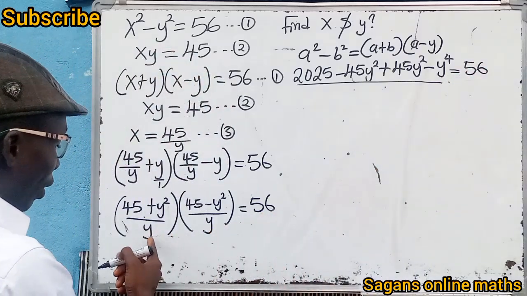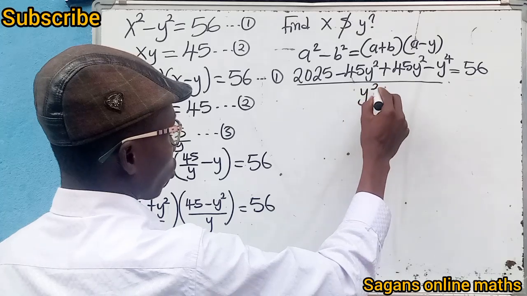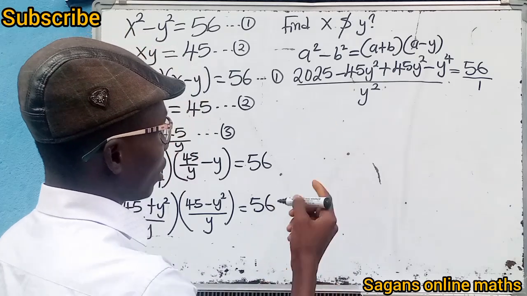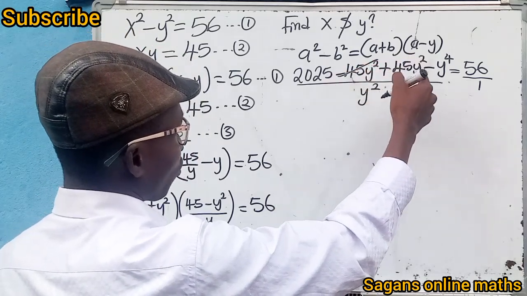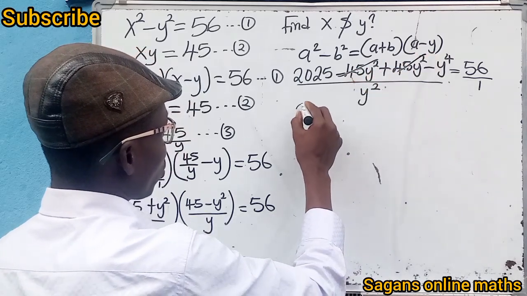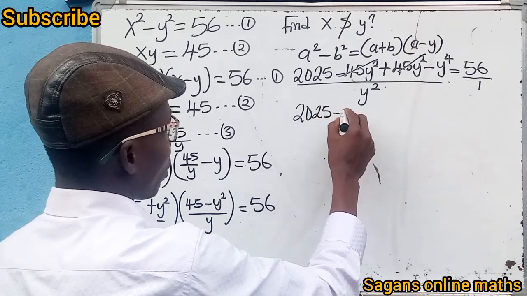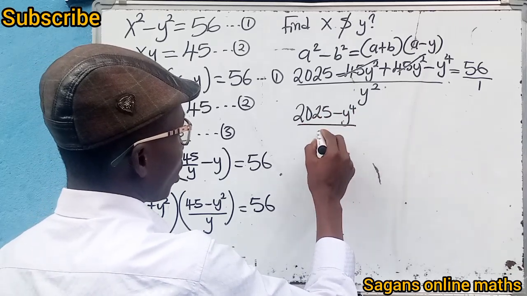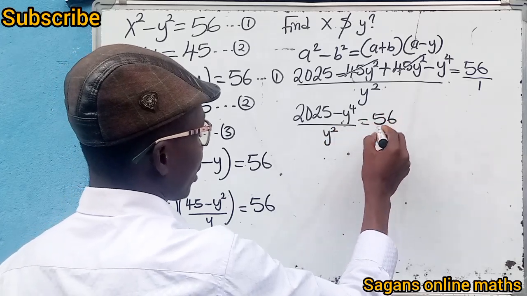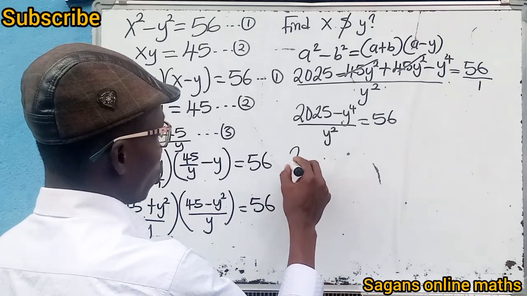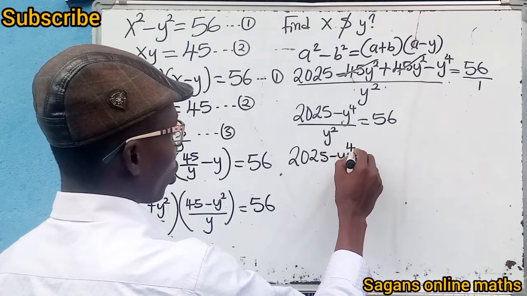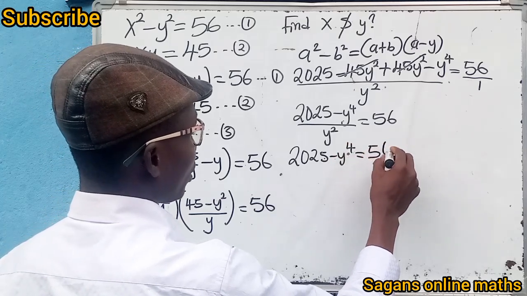Then y times y gives y squared, and remember that the numerator here is 1. Now let's check our numerator, where we can see like terms. Minus 45y squared plus 45y squared will go because they are like terms. So now we have 2025 minus y to the power of 4, divided by y squared, equals 56. Now let's cross multiply. So now 2025 minus y to the power of 4 will equal 56y squared.